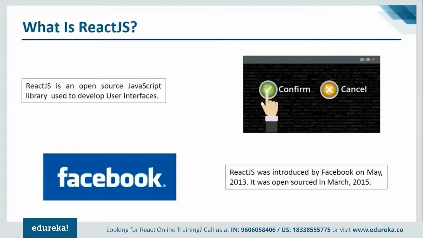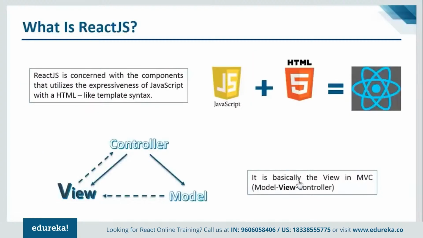As I have already told you, ReactJS is an open source JavaScript front-end library that is used to develop interactive UIs. Though Facebook was using it since 2011, it was introduced to the rest of the world in May 2013, and later in March 2015 it was open sourced. Moreover, ReactJS is concerned with components that utilize the expressiveness of JavaScript along with HTML-like template syntax. That is, it combines the features of JavaScript and HTML and then provides us a dynamic language. It is basically the view in MVC, that is, the model view controller. It is not concerned with anything except the view, that is, it handles the representation of our web page at any point of time.